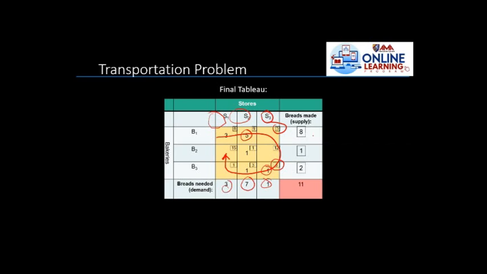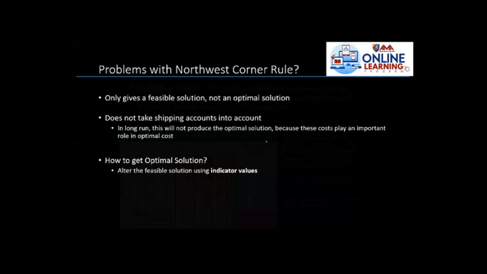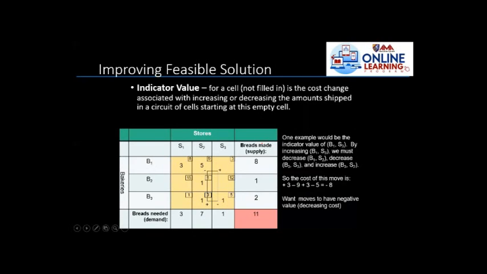Okay. How would we do that? By using the indicator values. So, ano yung indicator value? So, extend lang tayo siguro mga 5 minutes kasi medyo mahirap ito. Now, ang indicator value for a cell is not filled in. Kumbaga yung mga empty cell na dapat lagyan, no? Is the cost change associated with increasing and decreasing amounts shipped in a circuit of cells starting from the empty cell. So mag-start tayo dito sa nalugi, S3.